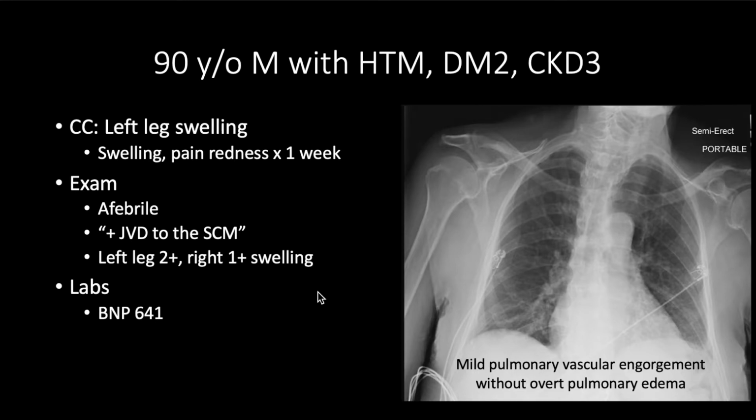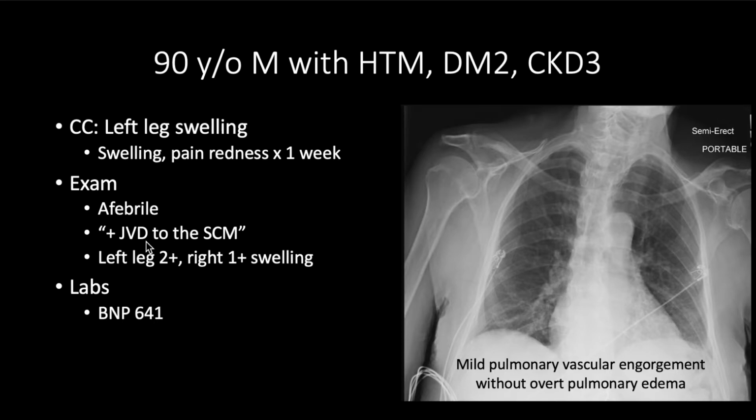But then there's a confounding factor. The patient's BNP is also elevated. The chest x-ray is read as mild pulmonary vascular engorgement, and maybe there's a little bit of cephalization of the vessels, but there's no overt pulmonary edema. Overall, these lungs look pretty clear. So we have some data points going back and forth in terms of the volume status of this patient. The BNP is up and there's leg swelling, but it's asymmetric. There may or may not be jugular venous distension.